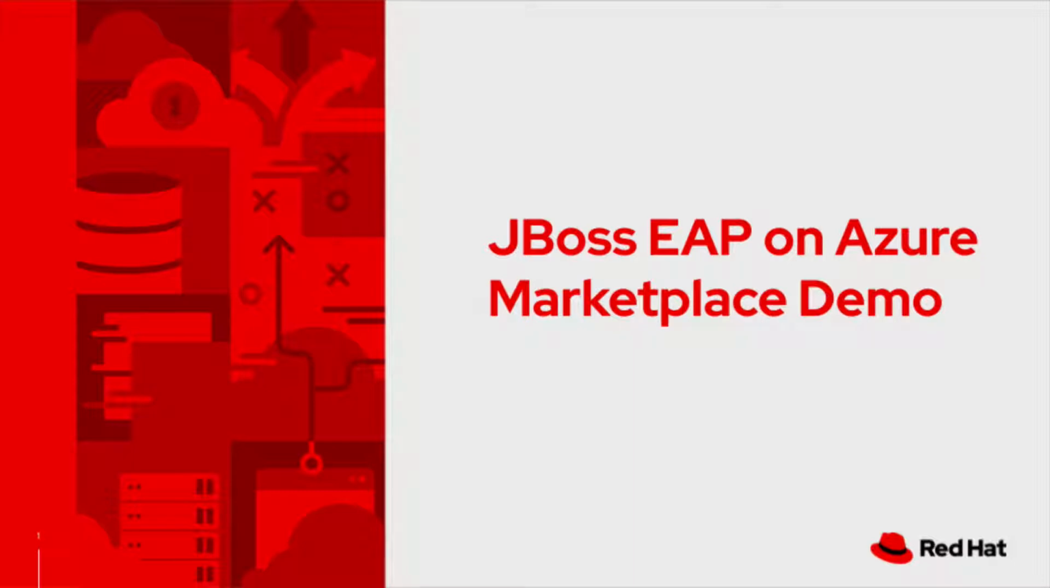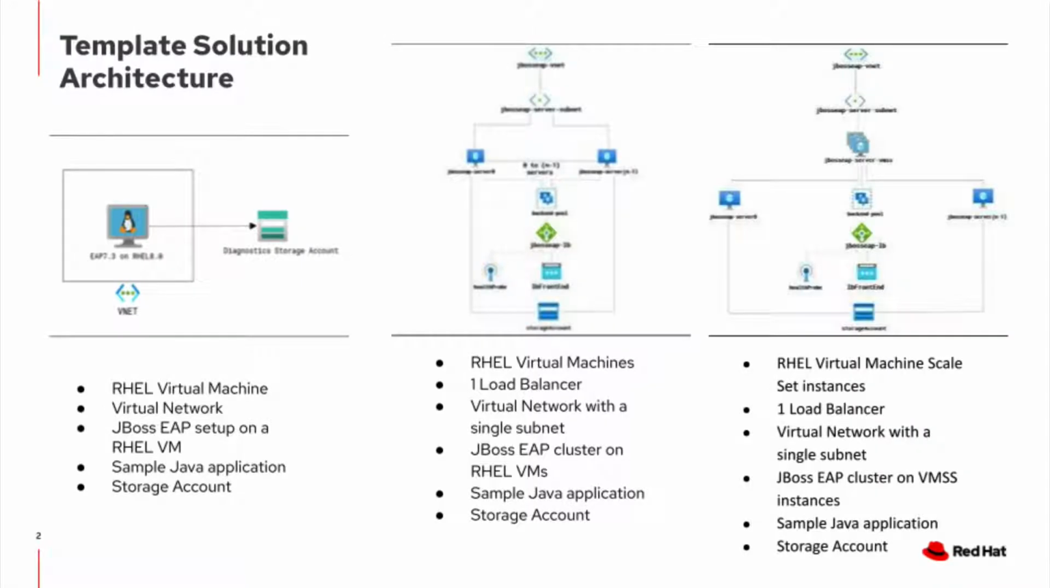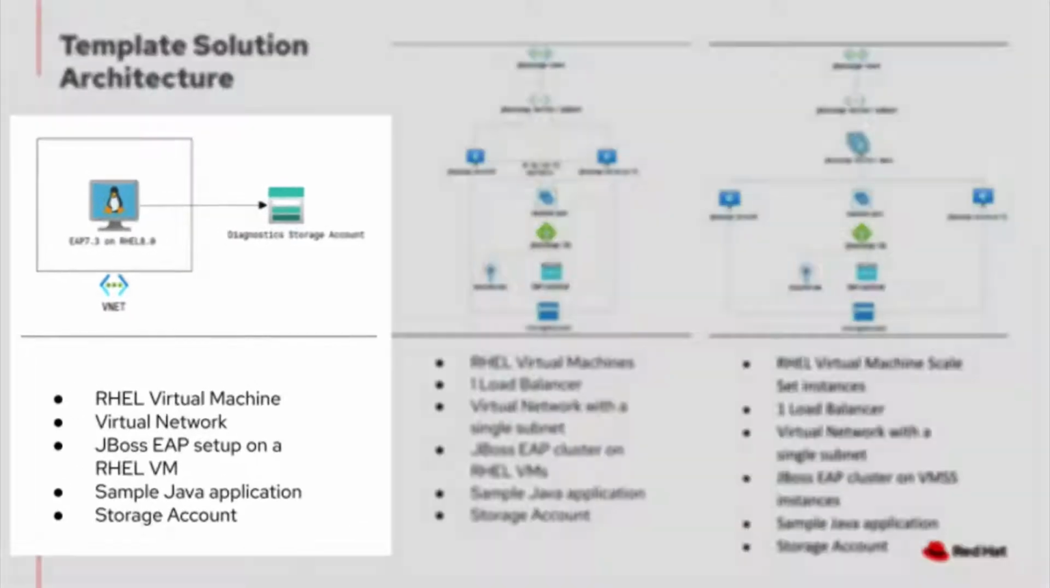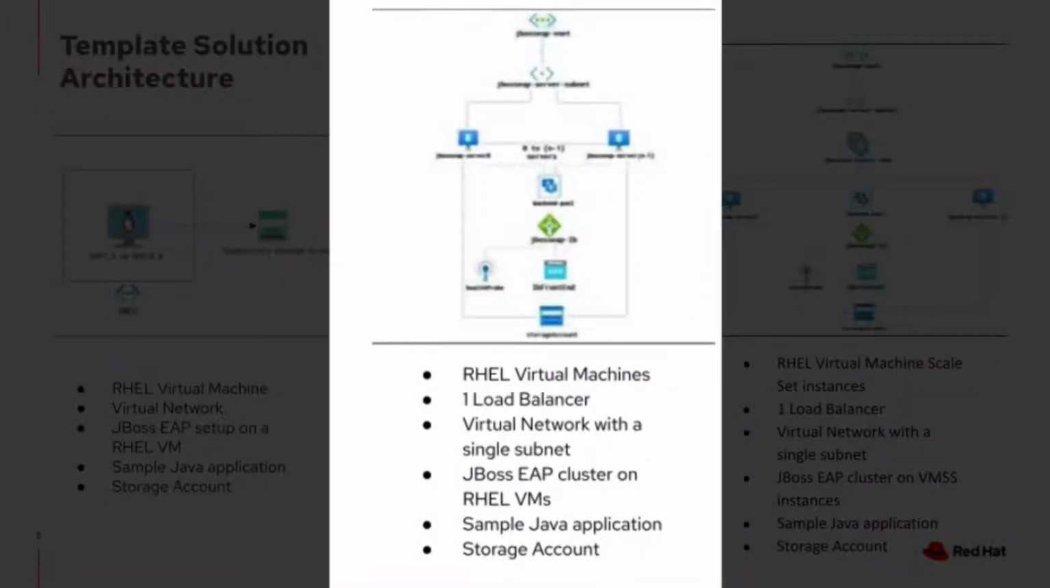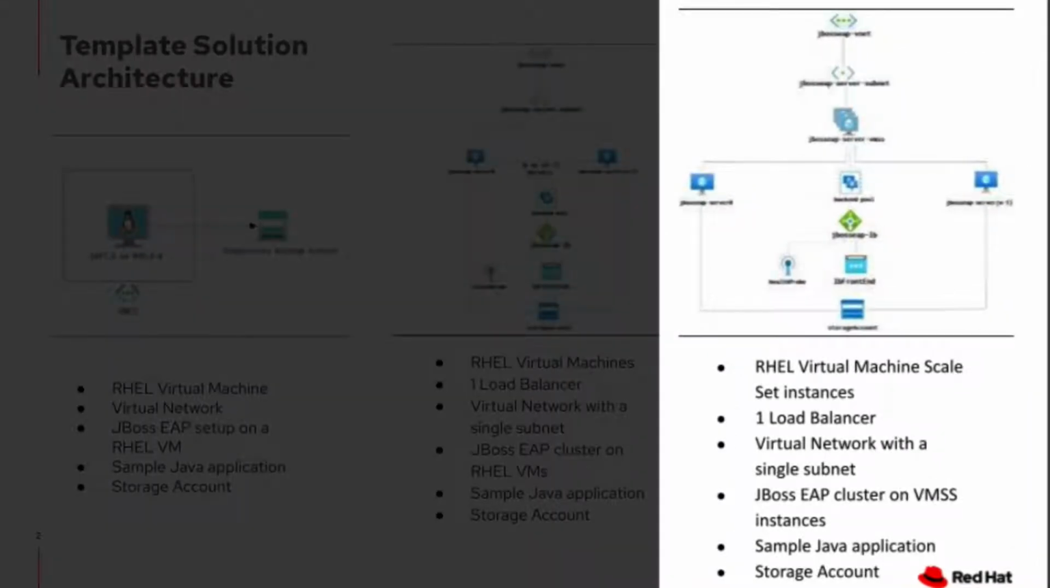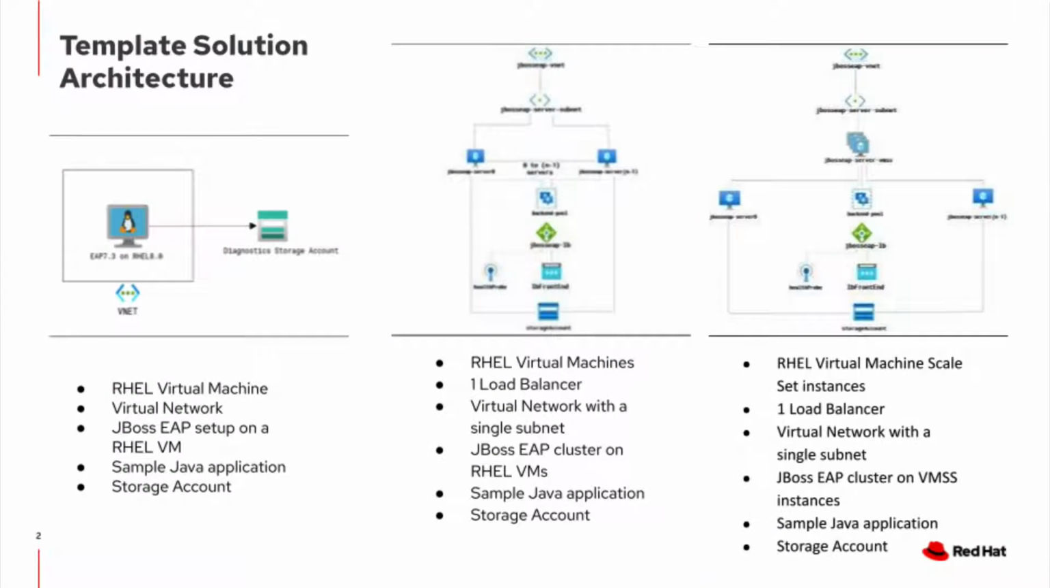Today I'm going to show you how to deploy JBoss Enterprise Application Platform, or EAP, on Red Hat Enterprise Linux, or RHEL, to Azure through the new Azure Marketplace offer. With this offer, EAP can be deployed as a standalone server based on Azure VMs, a clustered set of services also on VMs, or an auto-scaled and clustered service based on Azure Virtual Machine Scale Sets, or VMSS. This provides a lot of flexibility and control to set up EAP and integrate it into your existing Azure environments.